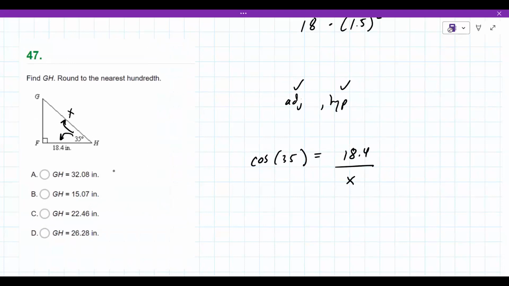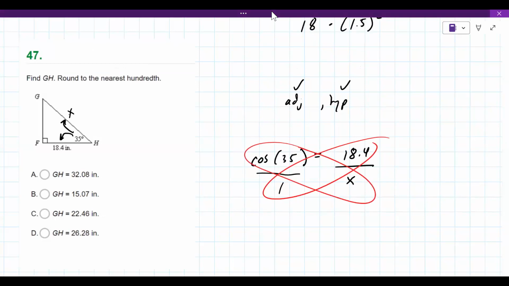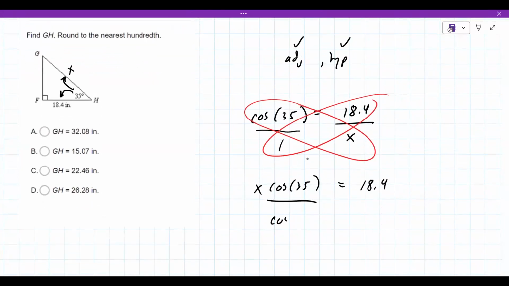Gotcha. Now, do you remember how to get a variable out of the bottom? I do not actually. Okay, so you end up cross multiplying here. So you get x cosine 35 equals 18.4. Anything times 1 is itself. And then you divide by cosine 35. So 18.4 divided by the cosine of 35.